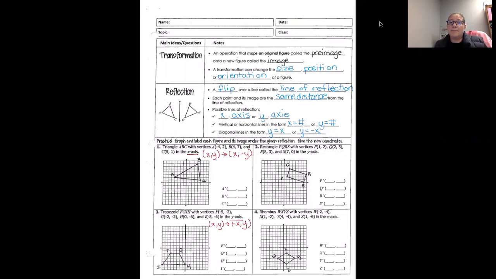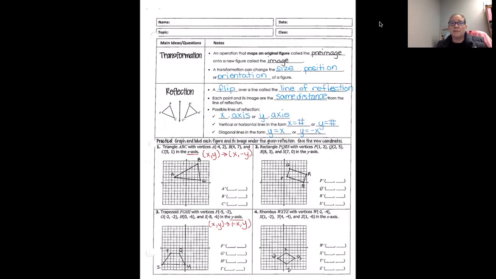An operation that maps an original figure is called the pre-image, and the new figure that it reflects onto or maps onto is called the image. A transformation can change the size, position, and orientation of a figure. This is some general information about transformations. There are multiple transformations that we are going to cover. Like I said, the first one is a reflection.